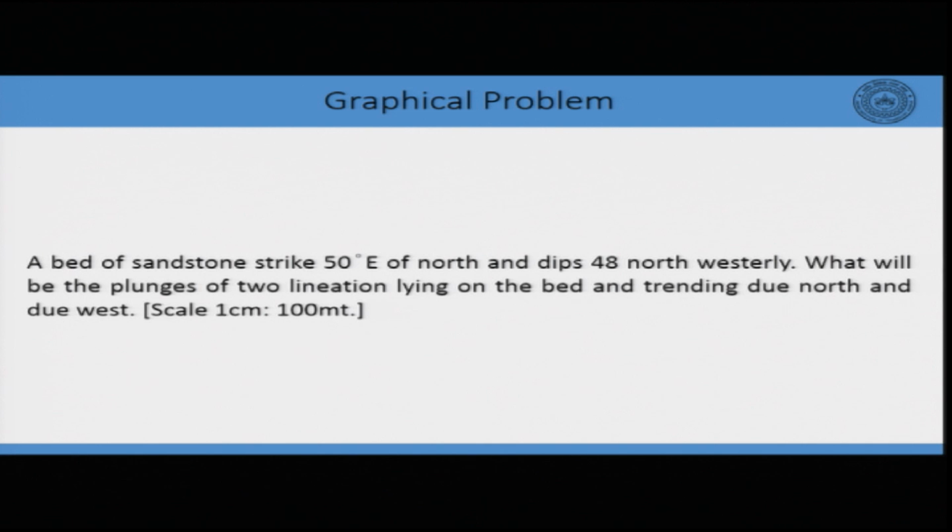is known. The question reads as follows: a bed of sandstone strikes 50° east of north and dips 48° northwesterly. What will be the plunges of two lineations lying on the bed and trending due north and due west respectively? The scale of the problem is 1 centimeter is to 100 meters.